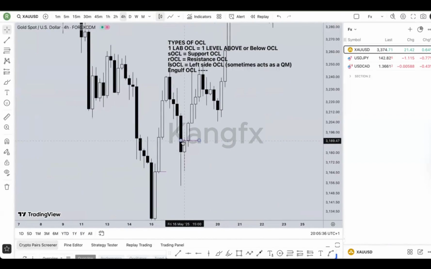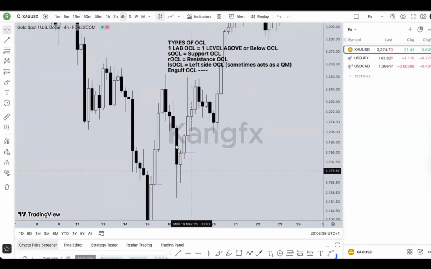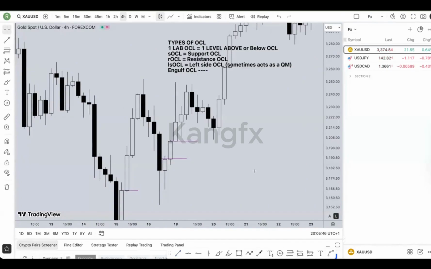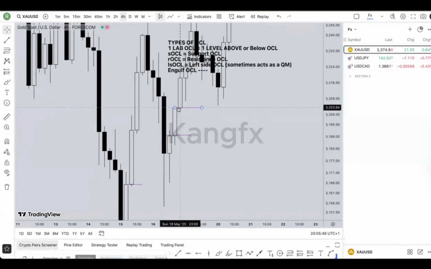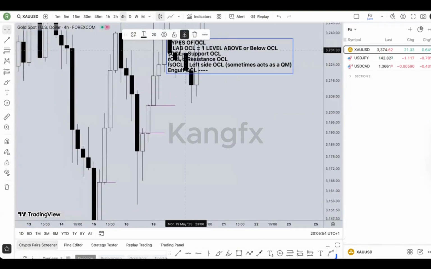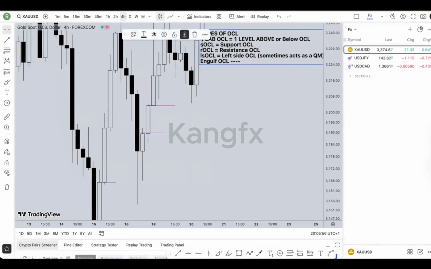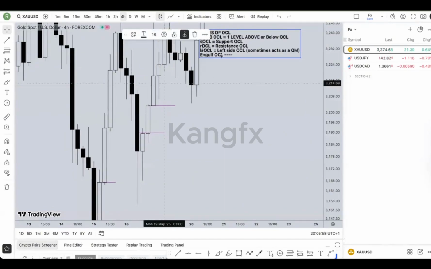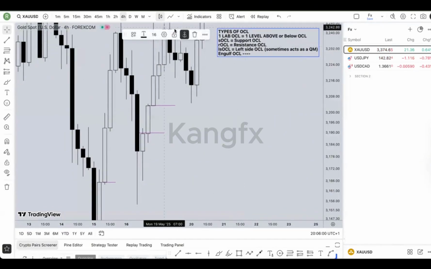Now, when we mark it, this is our support OCL, right? If I check above, you have another OCL here. You have another OCL here. If I want to go one step down, one step down, one step down, what we are doing now is one lap OCL. It's a very important concept, one lap OCL.